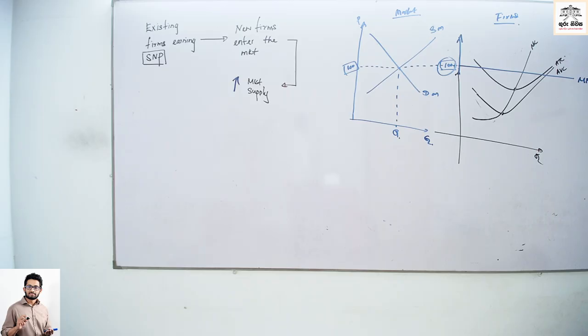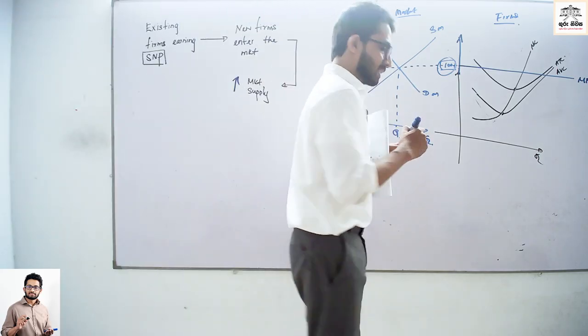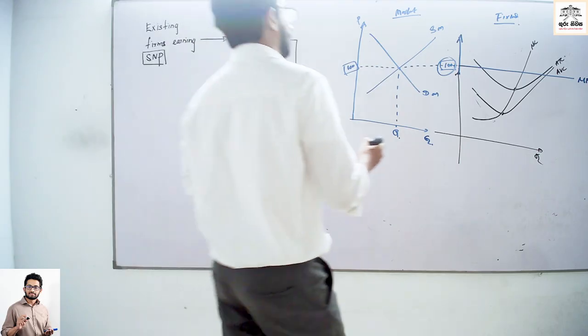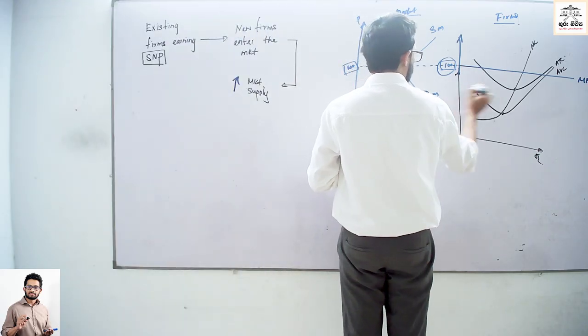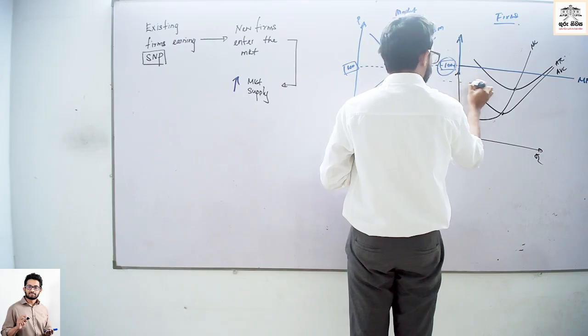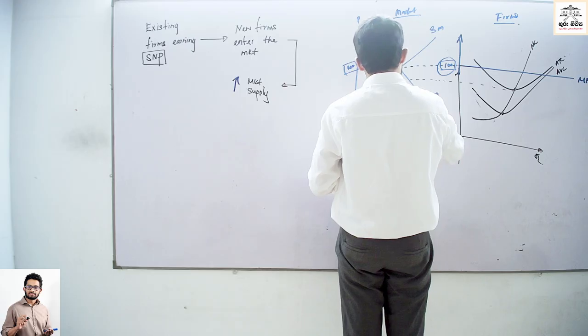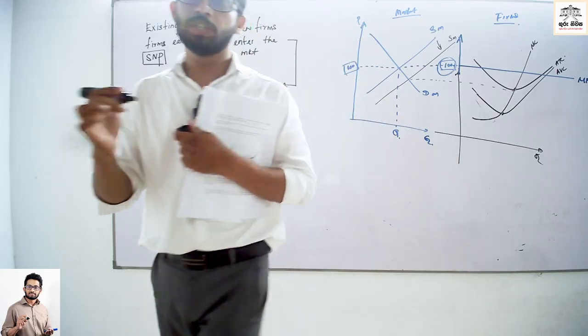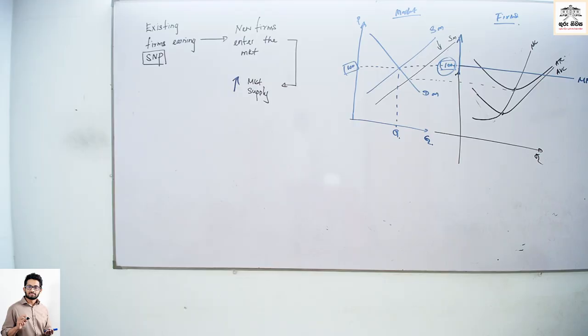When market supply increases, the supply curve shifts to the right side. The original market supply curve shifts to the right. Why does the market supply curve shift to the right? Because new suppliers enter the market. More goods are being supplied to the market.